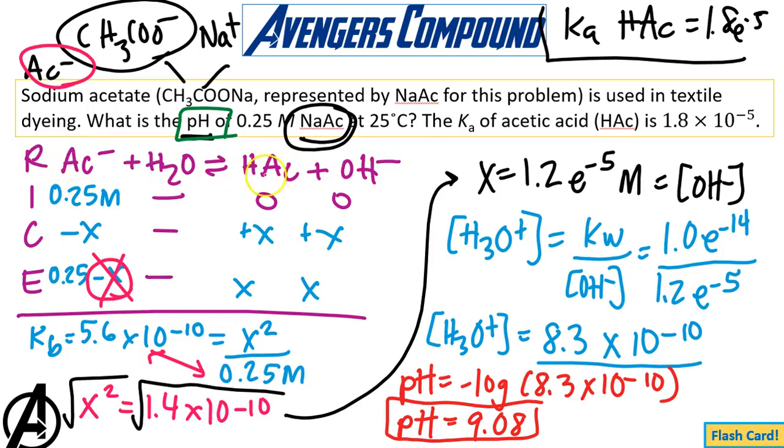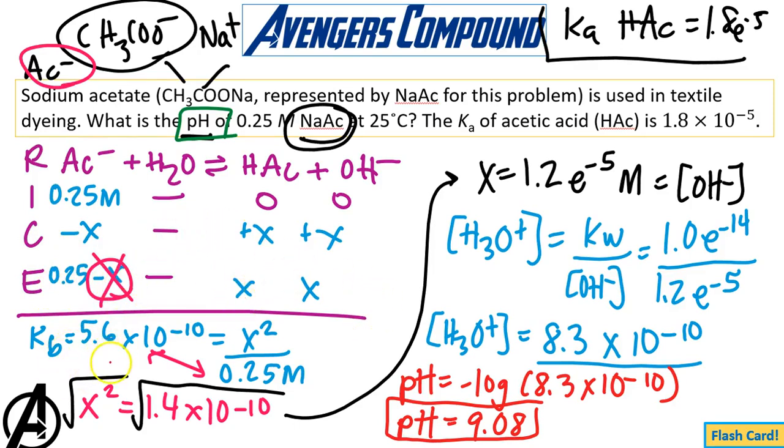So we're going to start by setting up our Rice table. We have our weak base here mixing with water that we got because it's the conjugate base of a weak acid. We're going to mix it with water and form the weak acid itself and OH minus. Our initial amount is 0.25. That's given. Our initial amount of the products is going to be 0. We're going to be getting rid of the reactant to form the product. So we have minus X and plus X here. And then finally for equilibrium, we have 0.25 minus X and then we have X and X.